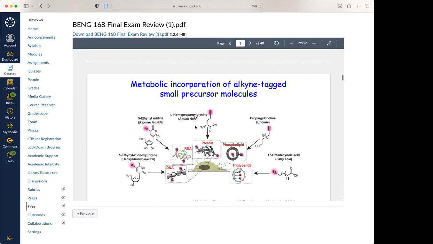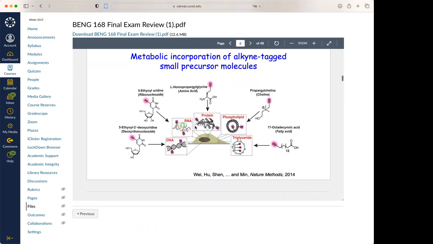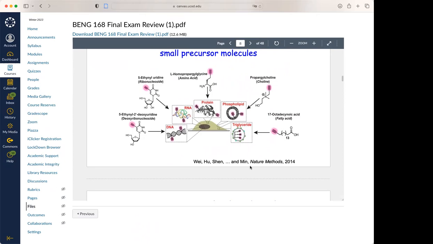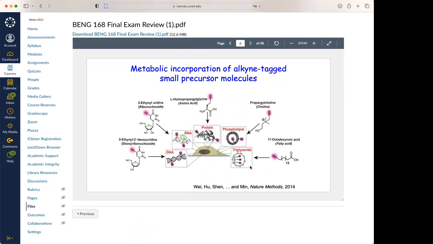Three small molecules is the alkyne. I guess you have them right here. And I guess the differences between these five is how they're incorporated. I'm not even gonna try to pronounce them, but one of them gets incorporated into DNA, one into RNA, amino acids, phospholipids, and triglycerides. So we have these specific molecules that can associate with any biomolecule.